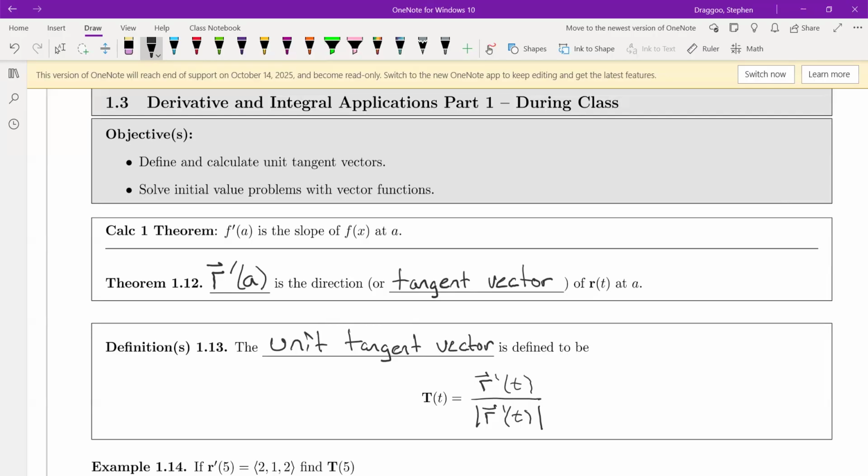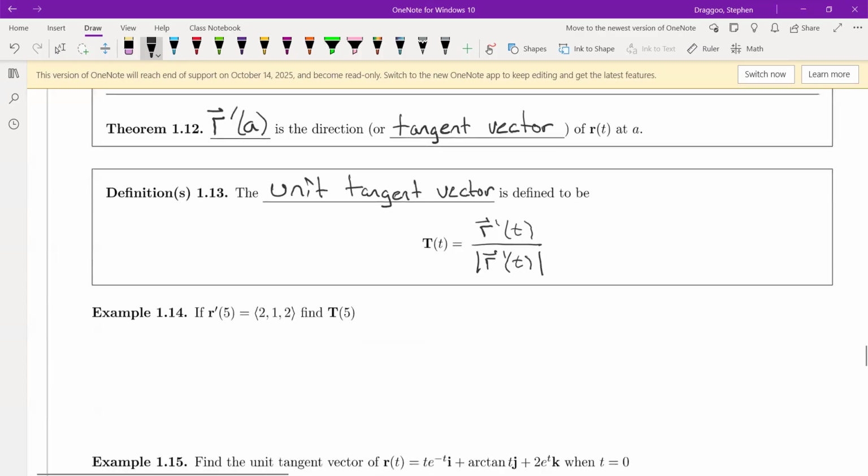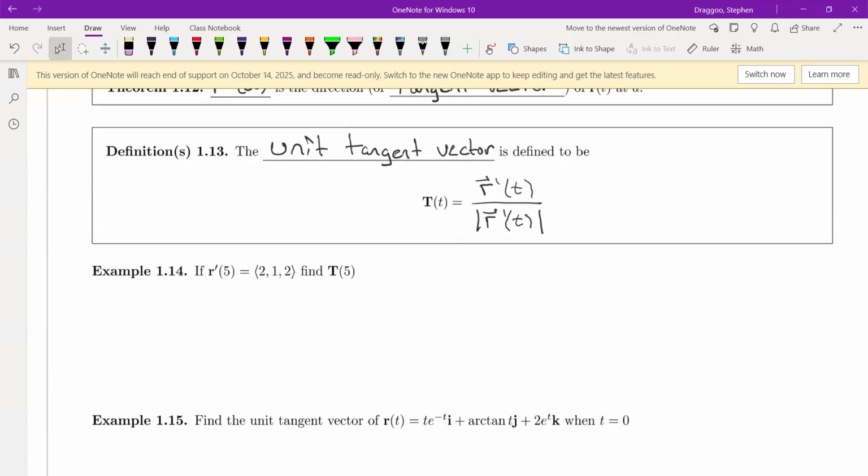But if that's the tangent vector, we're going to define the unit tangent vector, usually represented with a capital T, to be this expression. It's just the tangent vector divided by the magnitude of the tangent vector. Anytime I want a unit vector, I just take the vector that I want and divide by its magnitude. Unit simply means that it's got a magnitude of 1, and we get to a magnitude of 1 by dividing away whatever magnitude I already have. So the unit tangent vector is just r prime of t over its own magnitude.